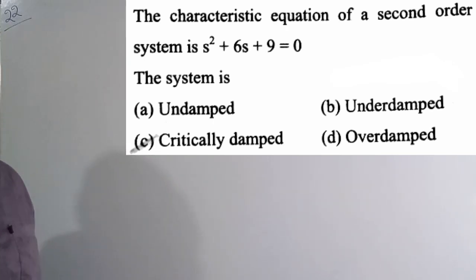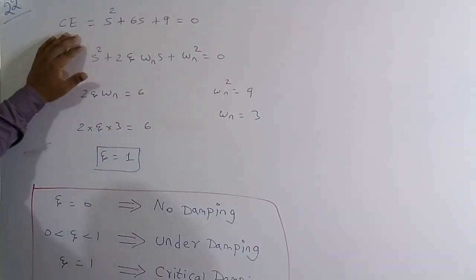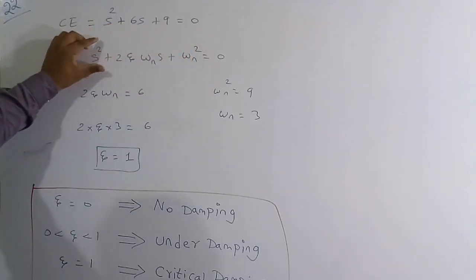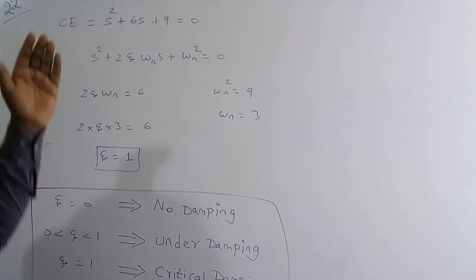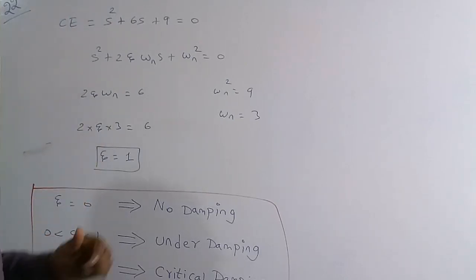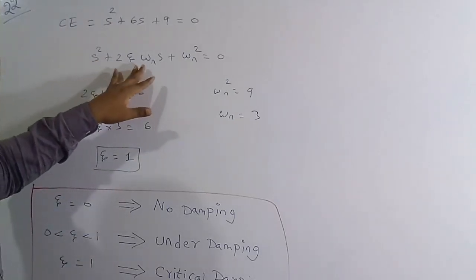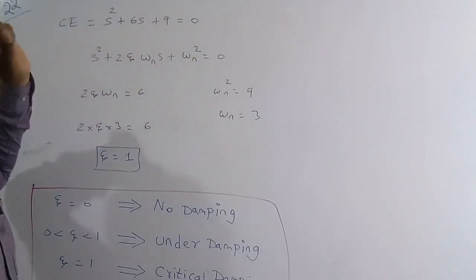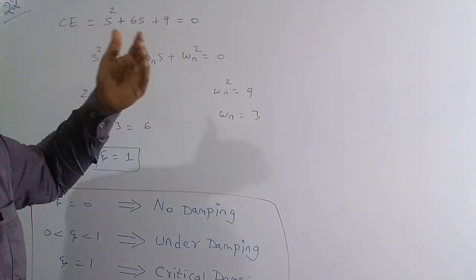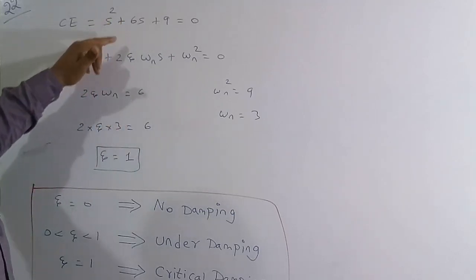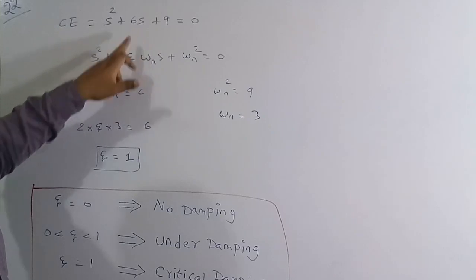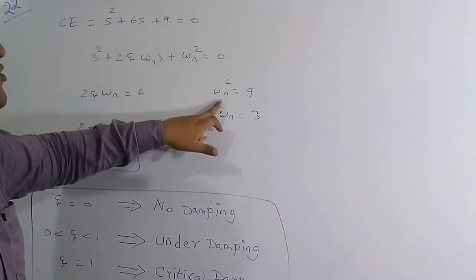So let's solve this numerical. In the question they have given the characteristic equation, which is S square plus 6s plus 9 is equal to 0. Now we compare this with the standard second order characteristic equation, which is S square plus 2 zeta omega n s plus omega n square is equal to 0. This is the standard characteristic equation of a second order system. By comparing these 2 equations, we get 2 zeta omega n is equal to 6 and omega n square is equal to 9.